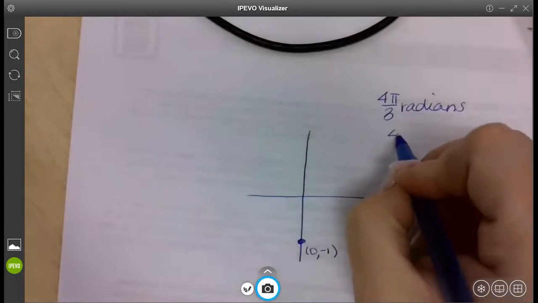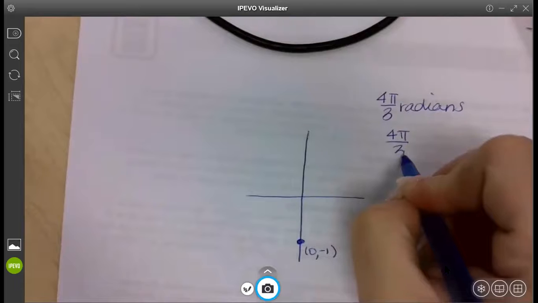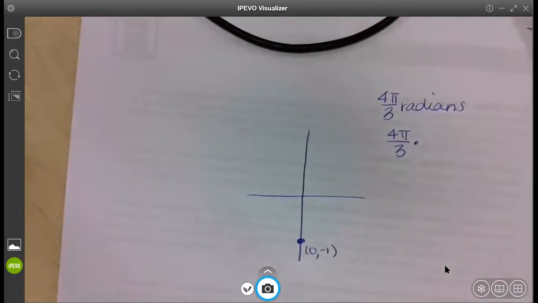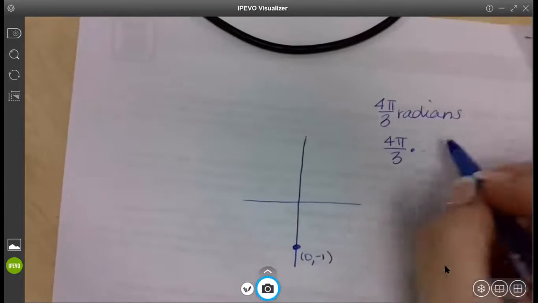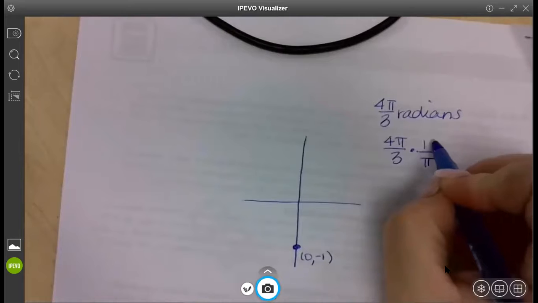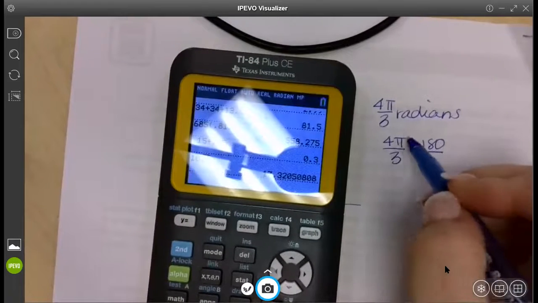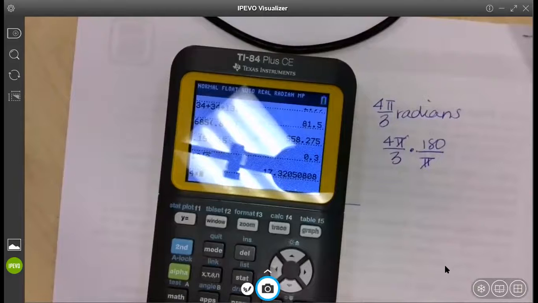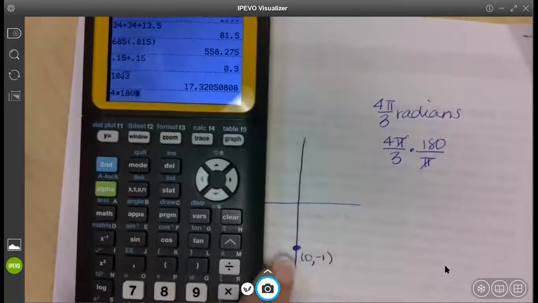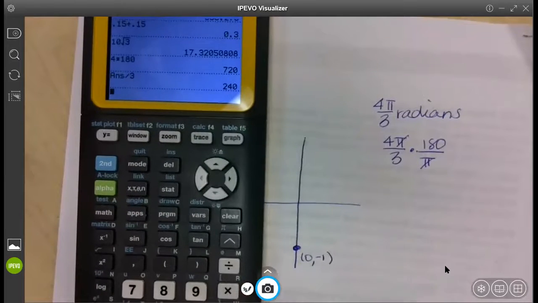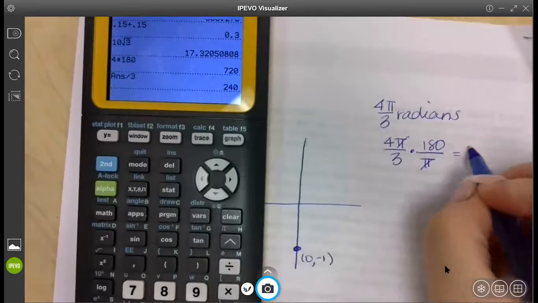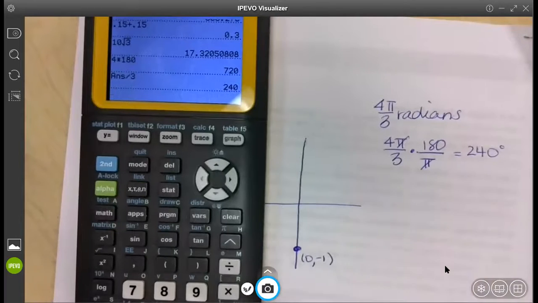So I'm going to go ahead and change this to degrees. I have a pi on top, so I want to get that to cancel out. So I put a pi on the bottom and I do 180. So your pi's cancel out. 4 times 180 divided by 3 is 240. So I'm going 240 degrees.